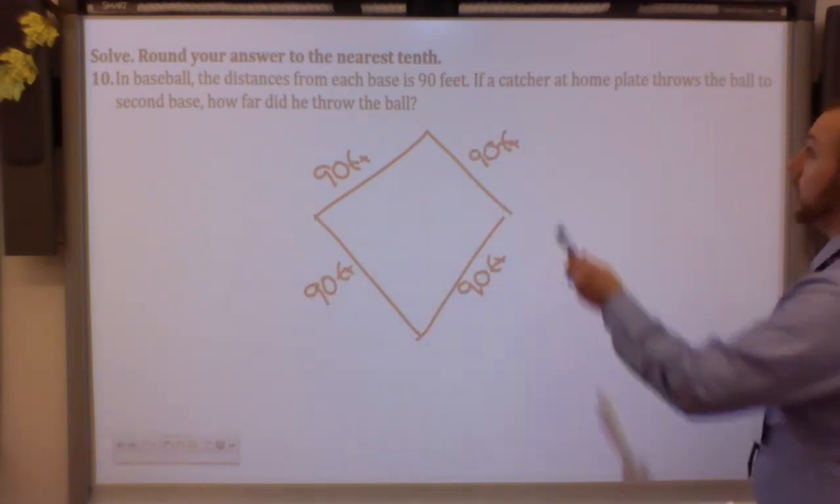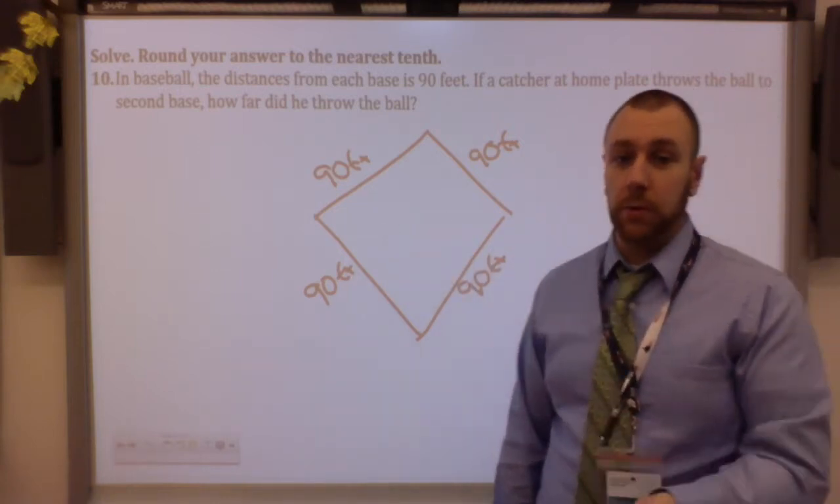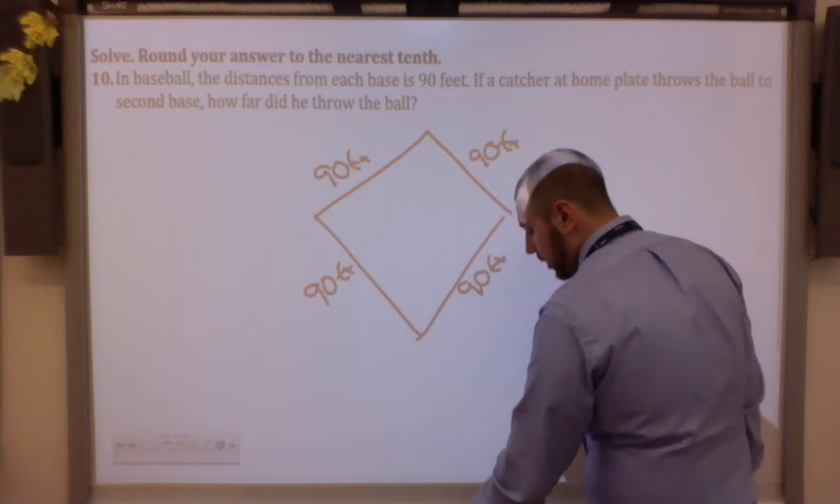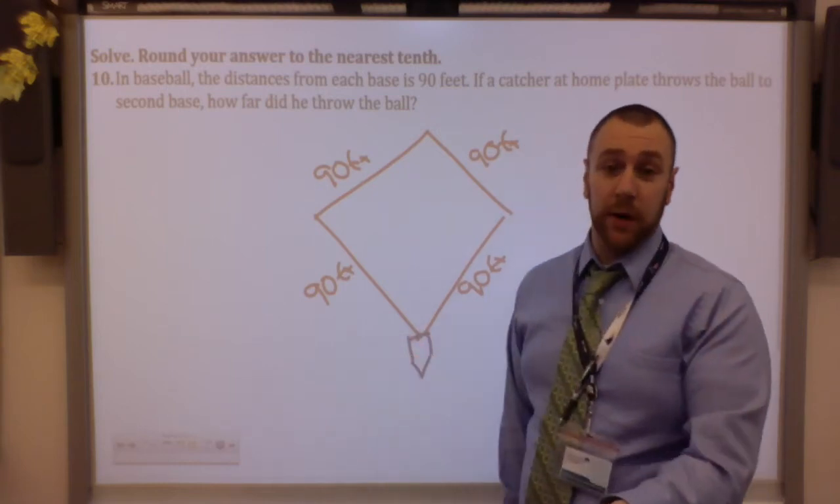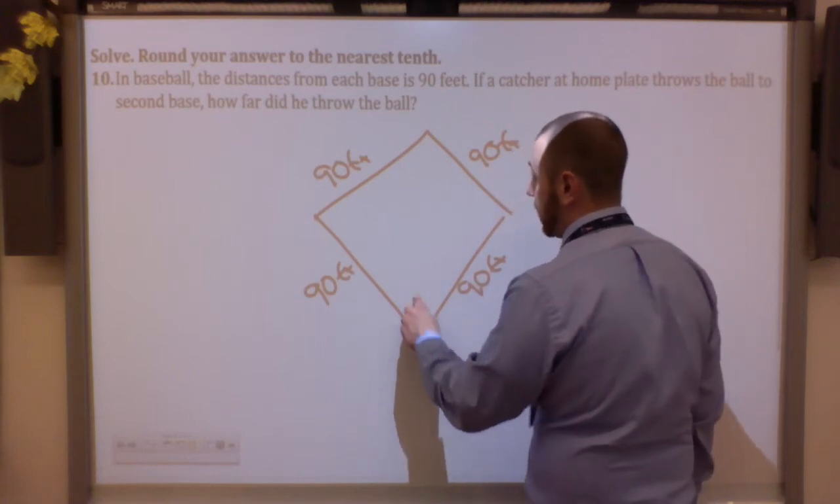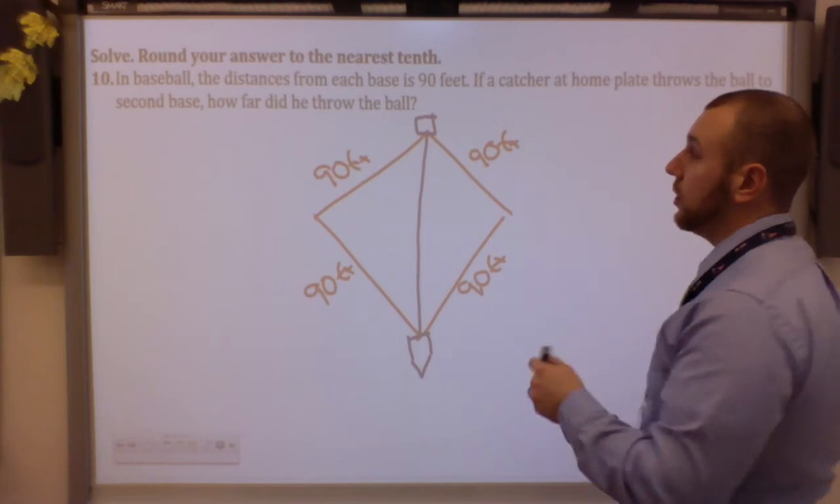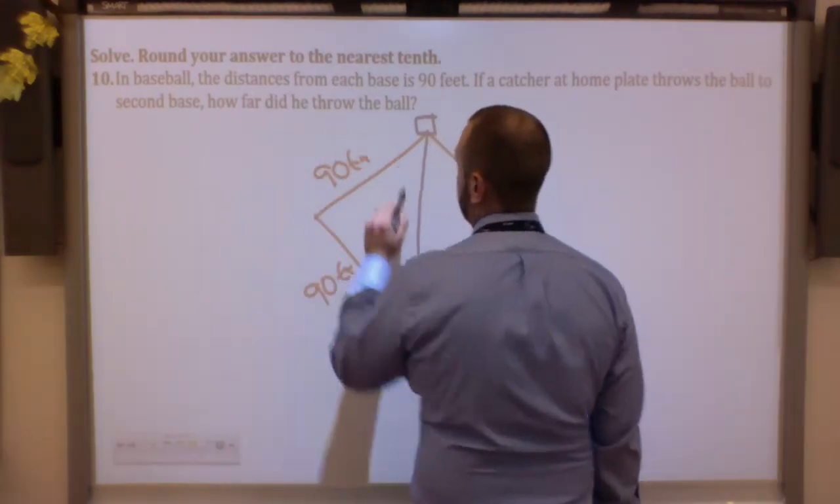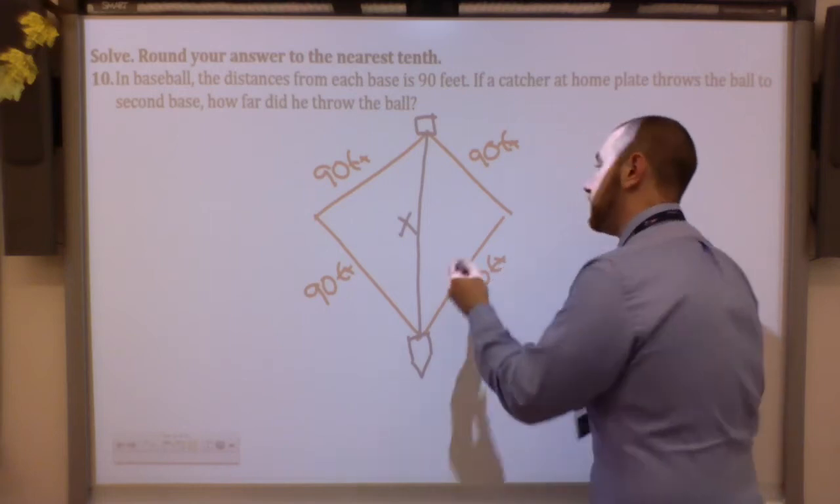So, the catcher at home plate throws the ball to second base. Well, you guys need to know where home plate and second base are. Home plate happens to be down here. I can put it anywhere. And he throws the ball to second base, which is over here. So you're asked, how far did he throw the ball? So this purple line here, that's my x.